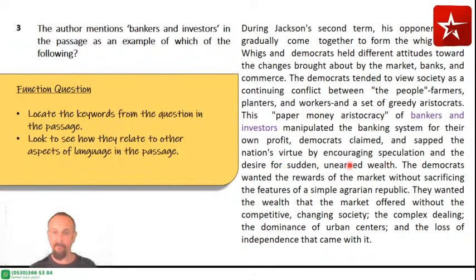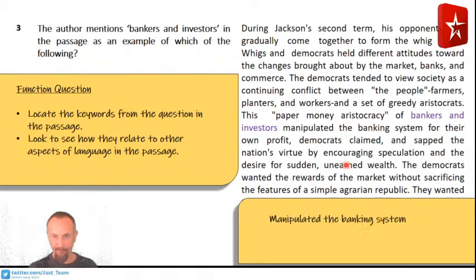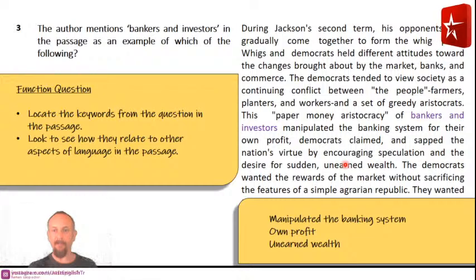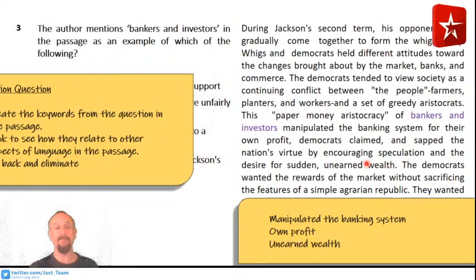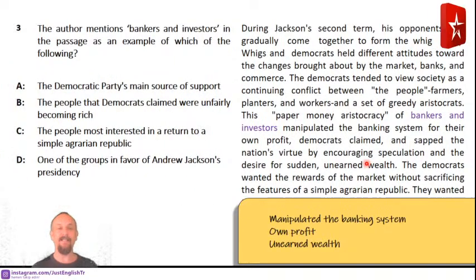And do we have any other clues down there? Oh, there we go. Unearned wealth. So let's try and put these up then. So we've got manipulated the banking system. They did this for their own profit. And we have that idea of unearned wealth down here as well. Let's go back to the questions. Of course, we're going to go back and eliminate. And there we have it. We've got A, B, C, and D.